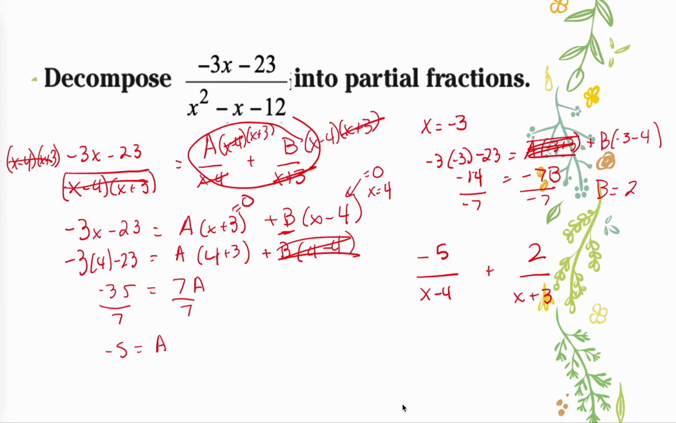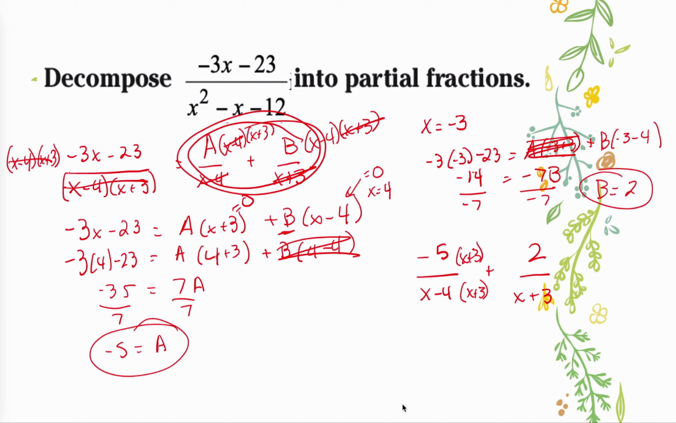All right, we go back to the very beginning and we plug in our a and our b. And the last thing to do is check our work. So we are going to multiply this by x plus 3 over x plus 3, and this by x minus 4 over x minus 4. It'll be negative 5x minus 15 plus 2x minus 8, which is going to be negative 3x minus 23, which is exactly what we want. So we get negative 5 over x minus 4 plus 2 over x plus 3 as our answer.